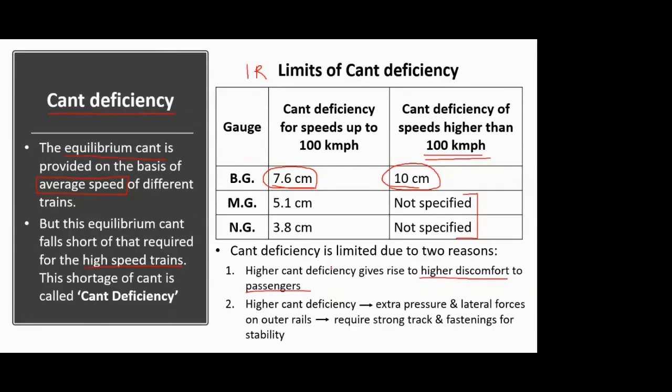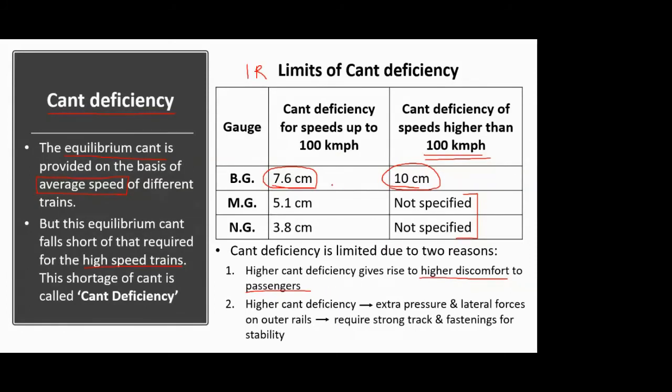You might have observed that however sophisticated the train may be, if it is traveling on some curve, you experience a bit of discomfort for high speed trains. The reason is this Cant deficiency: the section has been designed to have an equilibrium Cant, but your express train is going at a higher speed, so you experience discomfort. This limit is kept so that the discomfort is as little as possible.